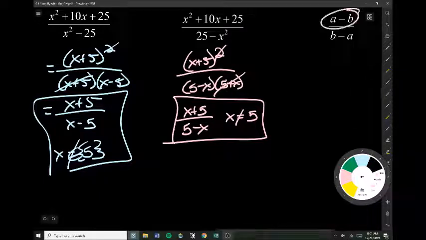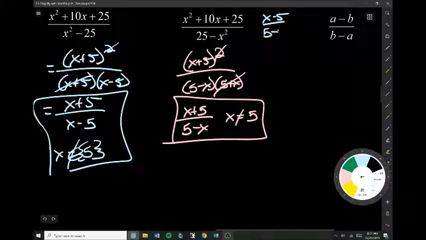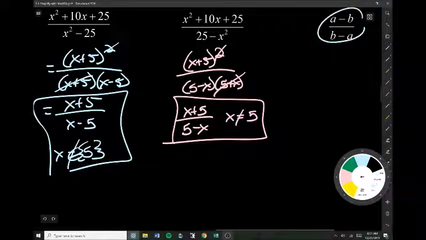But if you have this sort of scenario, where you have two things subtracting each other, but they're in opposite order, for example, if I had x minus 5 and 5 minus x, which we hadn't seen in these two problems, but if I have something like that, then these divide to negative 1. This can just simplify straight to negative 1.